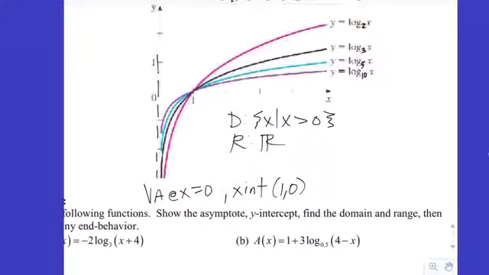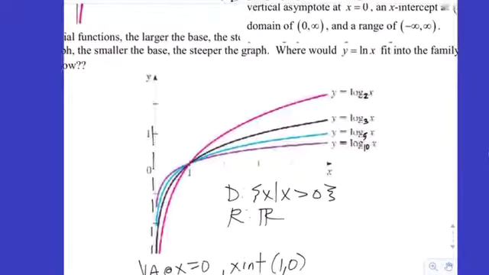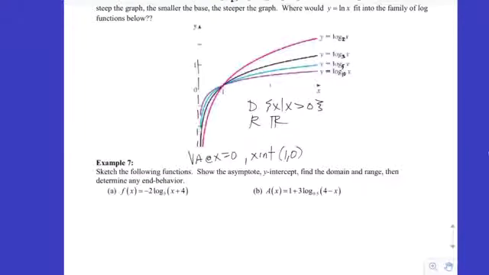Now, it works very, very similarly for logarithmic decay. The only difference for logarithmic decay is that you just take these and reflect them across the x-axis. Okay, and that's going to be if you have the base between 0 and 1. So you do need to know the hierarchy of growth within the family of logs based on their base.